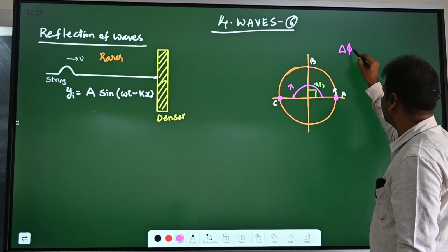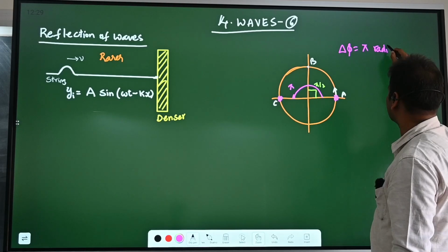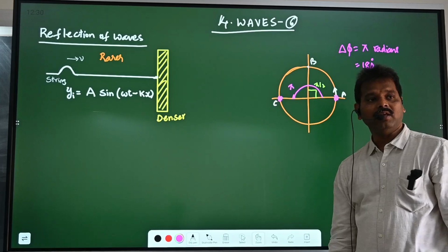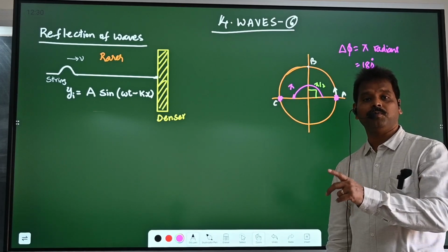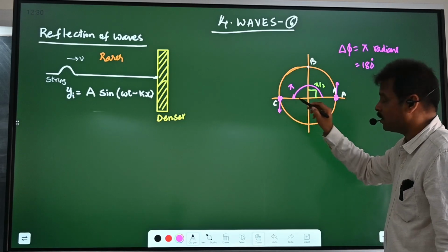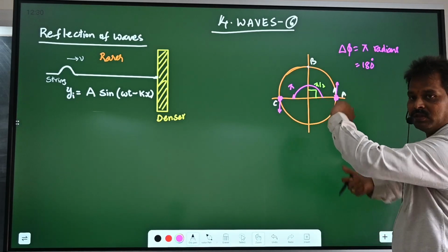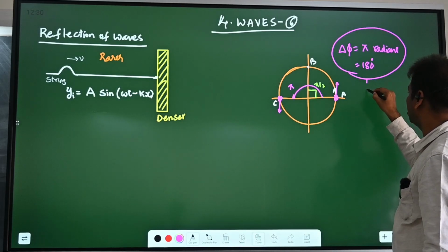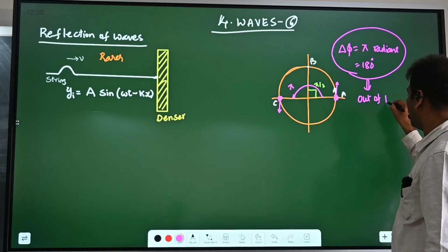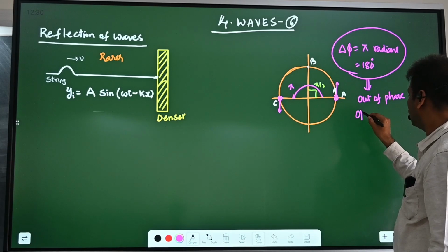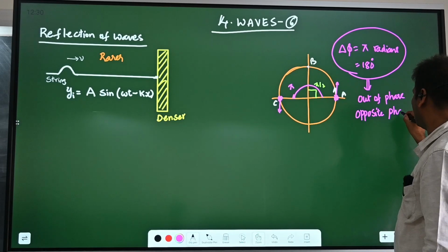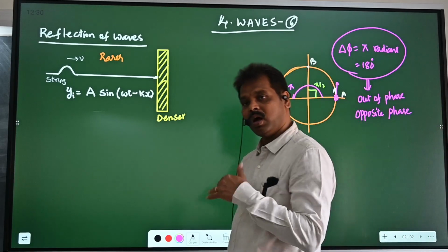So if delta phi is equal to pi radians or 180 degrees, can I say both are in opposite phase? This one is going up, students, this one is going down. So both are opposite. The sense is opposite. So whenever the phase difference is pi radians or 180 degrees, they are said to be out of phase or opposite phase. Clear, students?